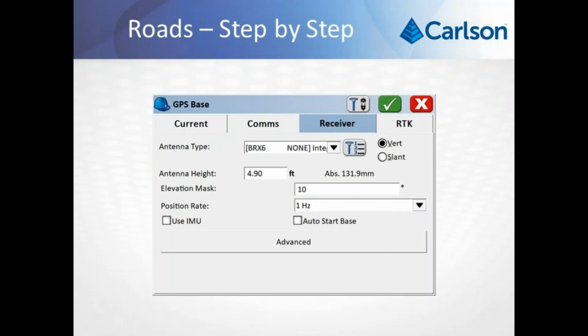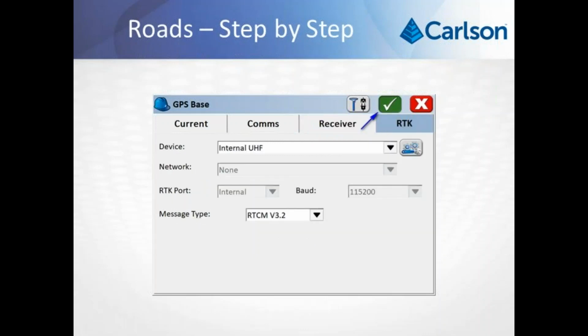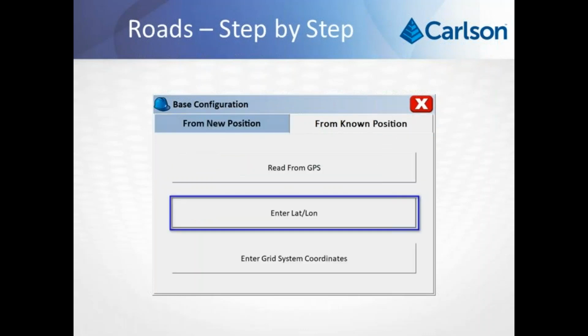We indicate the receiver height above ground, which I had measured, and then indicate that I want to utilize the internal UHF radio and the RTCM 3.2 communication message type. Once I'm ready with that, I'm going to hit the green check, and then indicate that I have the latitude and longitude for that known benchmark.